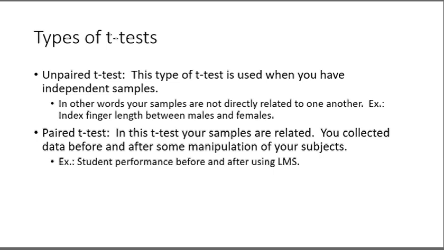That is a paired t-test. There is a relationship with the same group of people, and there is an effect from using this learning management system that you can test. So those are the types of t-test: the unpaired t-test and the paired t-test.